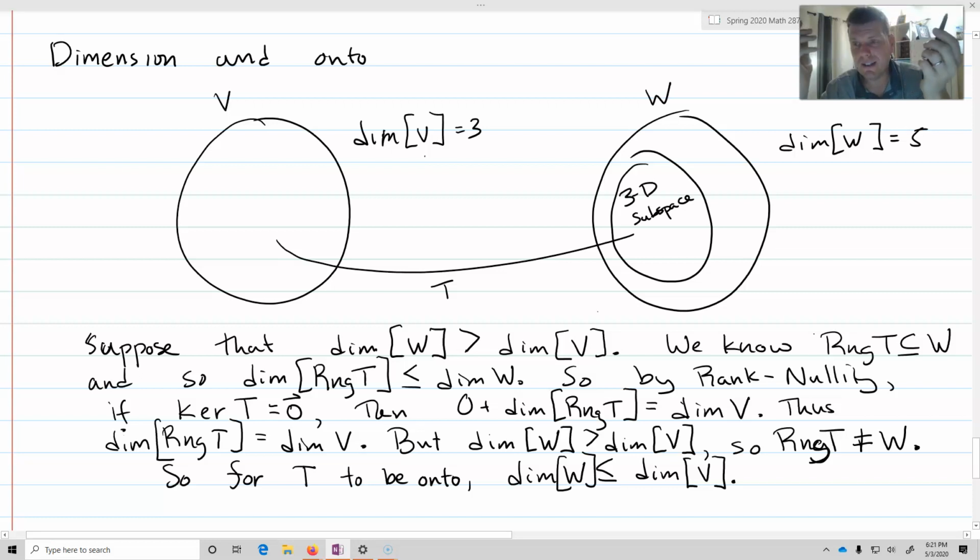So for T to be onto, the dimension of W has got to be less than or equal to the dimension of V. Basically, onto means that we can go from bigger into smaller. We can't go from smaller into bigger. And being 1 to 1 means that you can go from smaller into bigger, but you can't go from bigger into smaller, because something's going to collapse down onto the zero vector.